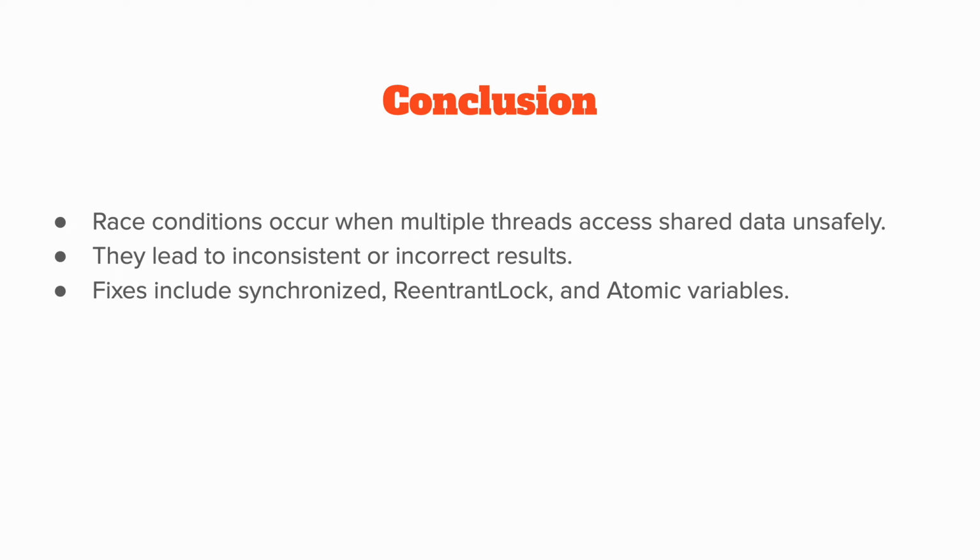So let's conclude what we have learned in this video. So basically, race condition occurs when multiple threads access shared data unsafely, right? So it leads to inconsistent or incorrect results. And how can we prevent the race condition? We can prevent race condition by using the synchronized keyword, ReentrantLock, or for simple use cases, we can also use atomic variables, right?